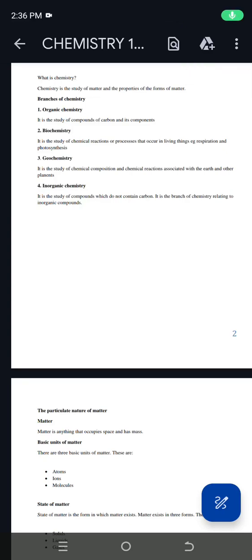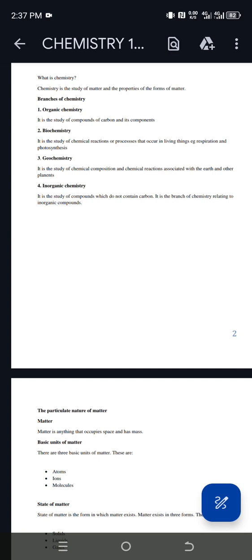So today in chemistry, we'll look at the introduction to chemistry. First, we'll start by defining what chemistry is. To say chemistry, it is a science. Being a science, chemistry is the study of matter and the properties of the forms of matter. Now, matter can only exist in three forms: a solid, a liquid, and a gas.